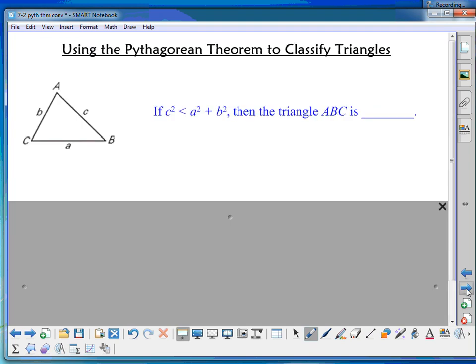Not only can we use the Pythagorean theorem to determine if it's a right triangle, we can also use it to classify triangles. So first of all, if c squared is less than a squared plus b squared, then triangle ABC is acute. Oops, that is not a good color.